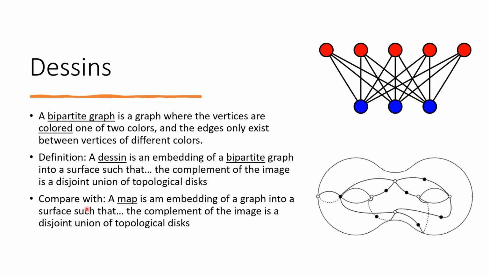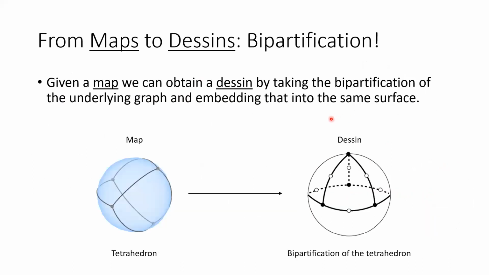And this is very similar to the definition of a map. A map is an embedding of a graph into a surface such that the complement of the image is a disjoint union of disks. And now to get a dessin, you just need to replace the underlying graph with a bipartite graph. So here's an image of a dessin. It's a genus 2 surface, and inside of there, I've embedded a bipartite graph with black and white vertices. So this is an example of a dessin. I don't know how to pronounce it.